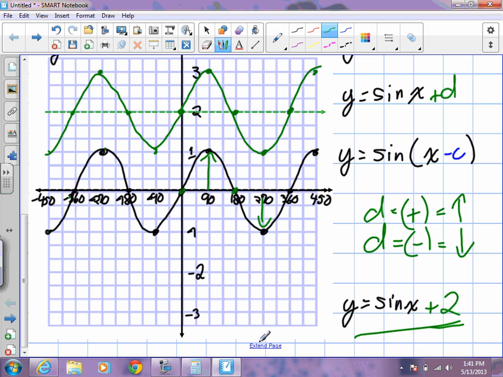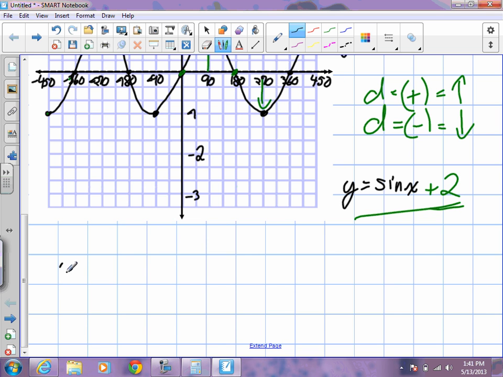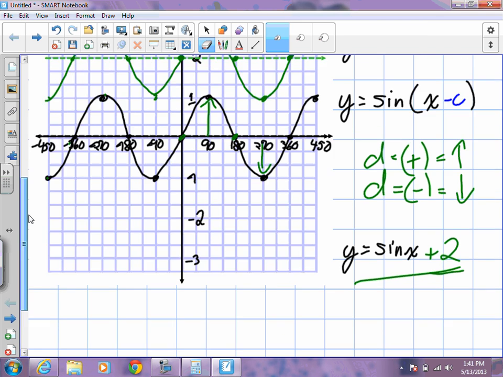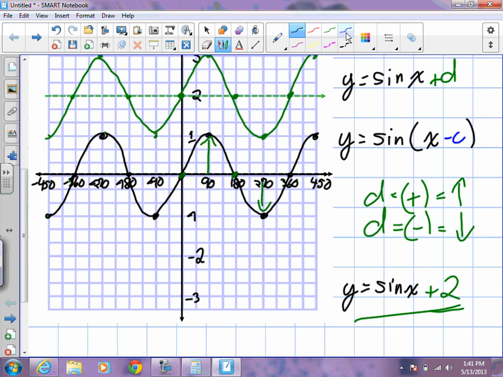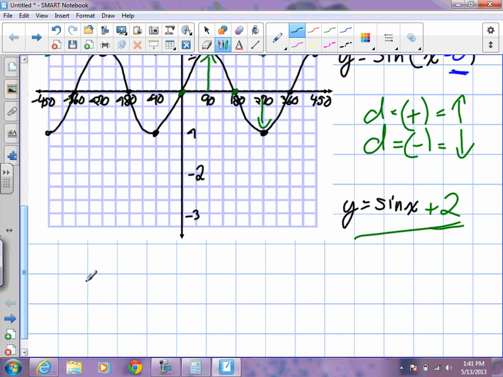Let's do another one. Or sorry, let's talk about C first. Let's talk about another one. Our C function here. Which way is it going to move the graph? Left and right, or horizontally. Now, this is important here because we talked about it with our quadratic functions.